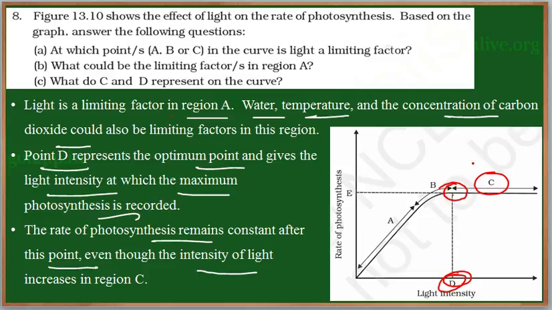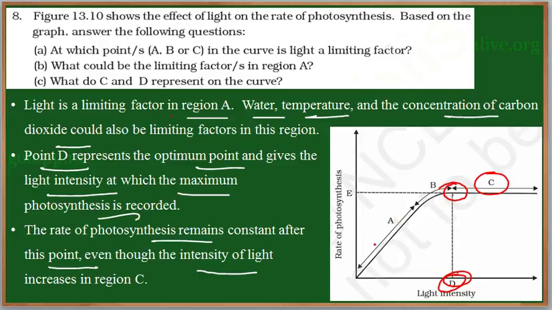So if you observe this line, the light intensity is getting increased. So if light intensity is becoming more, the photosynthesis rate should increase. But that is not happening. The photosynthesis rate has become constant. So that shows that at a certain limit, even if the light intensity increases, the rate of photosynthesis remains constant. And that is represented by the point C.